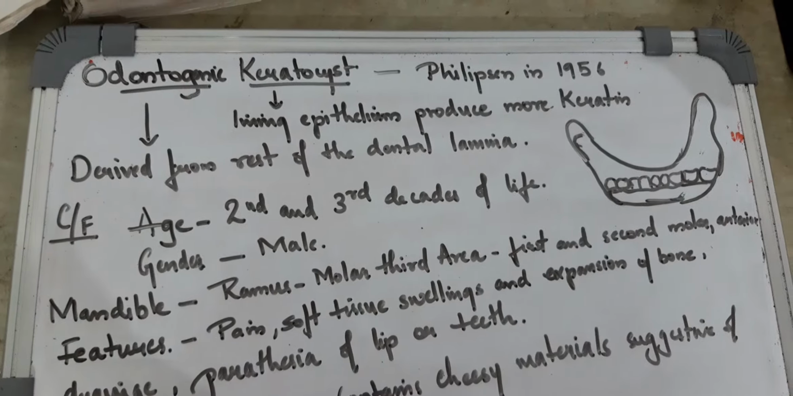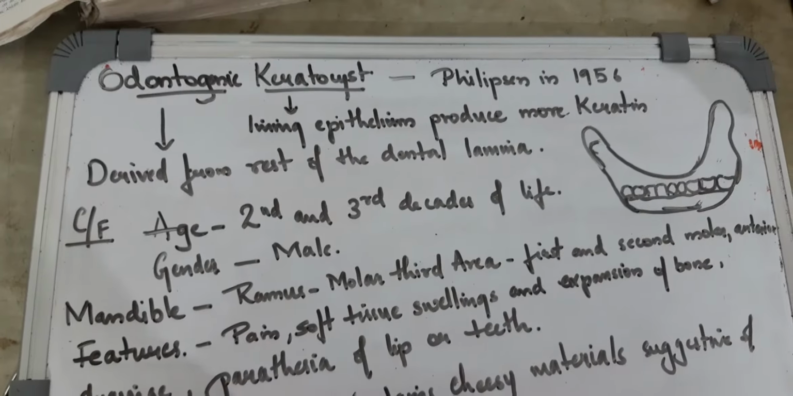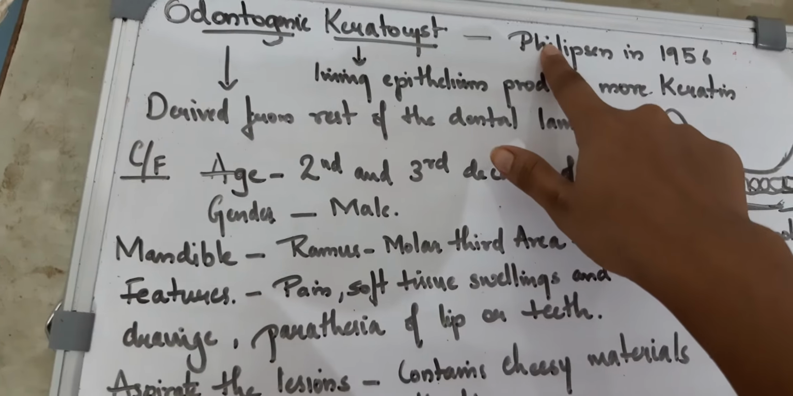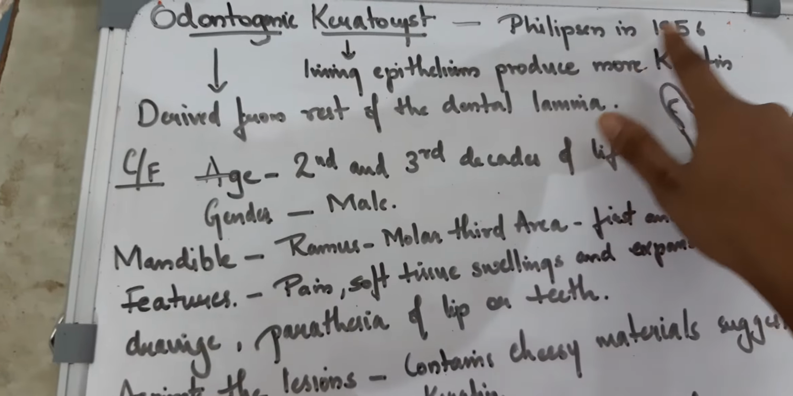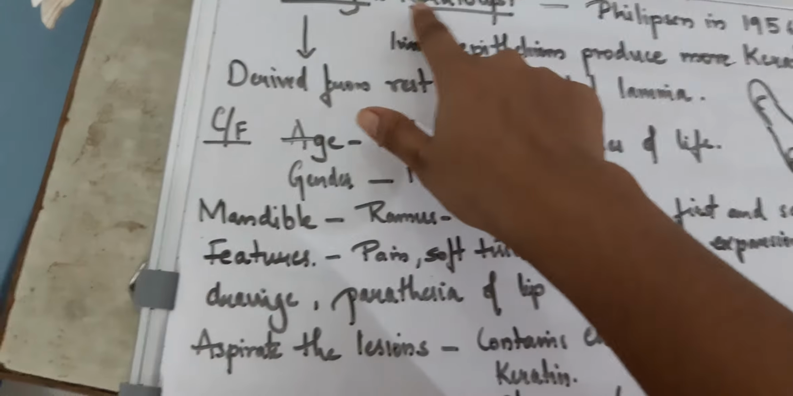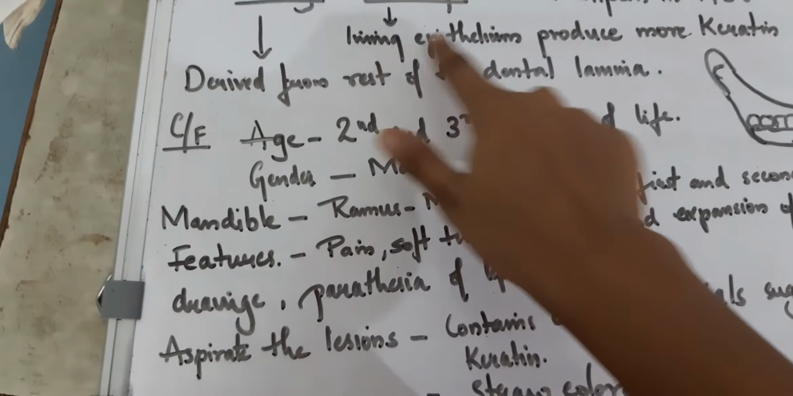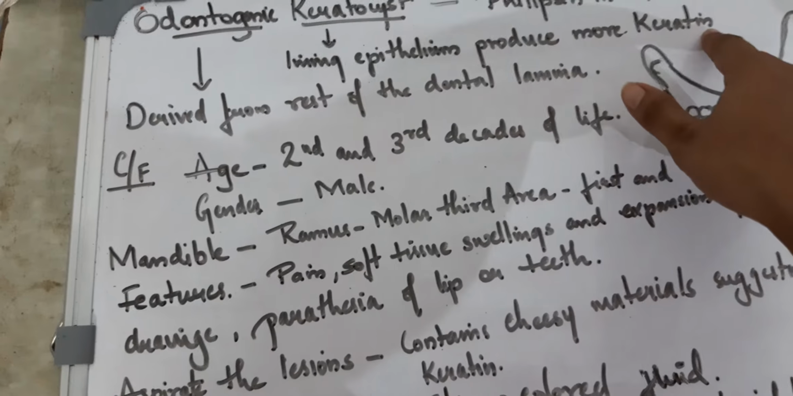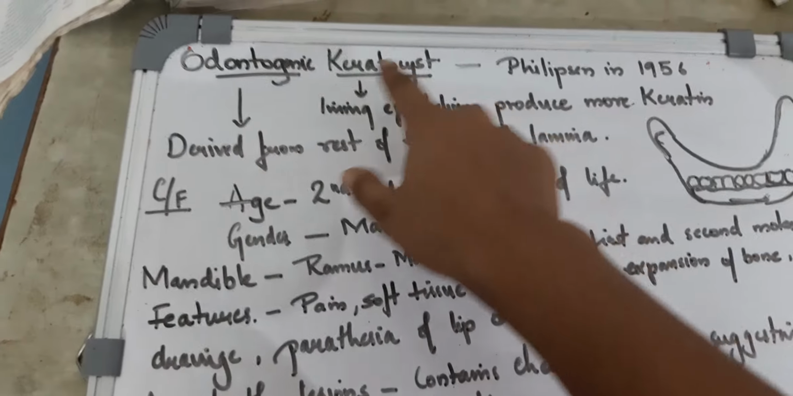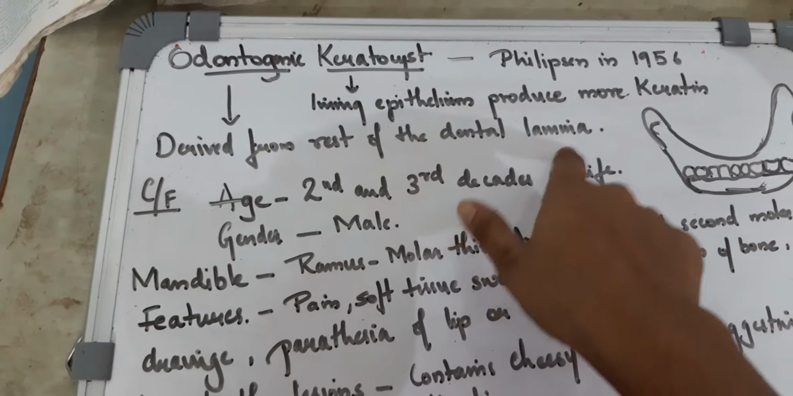Hello everyone. Today we are discussing odontogenic keratosis. This term was first used by Philipsen in 1956. The reason for the name keratosis is that its lining epithelium produces more keratin, so it is named odontogenic keratocyst. It is derived from the rest of dental lamina.